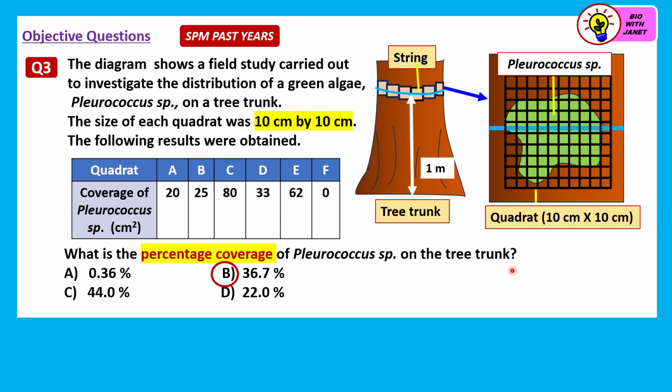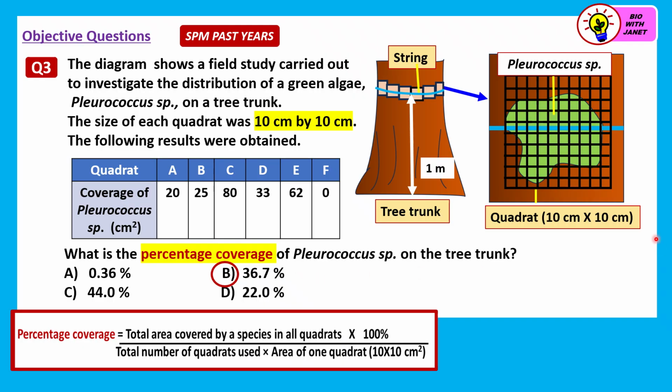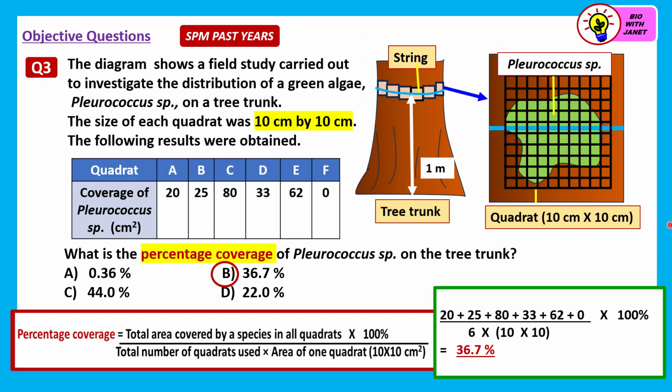B again, 36.7%. So let's see how we obtain this answer. Percentage coverage, right? So we have to use the formula: percentage coverage equals the total area covered by a species in all quadrats, divided by the total number of quadrats used, and also the whole thing divided by the area of one quadrat, and then you have to multiply by 100%. Okay, so in this case, what is the total area covered by the Pleurococcus?